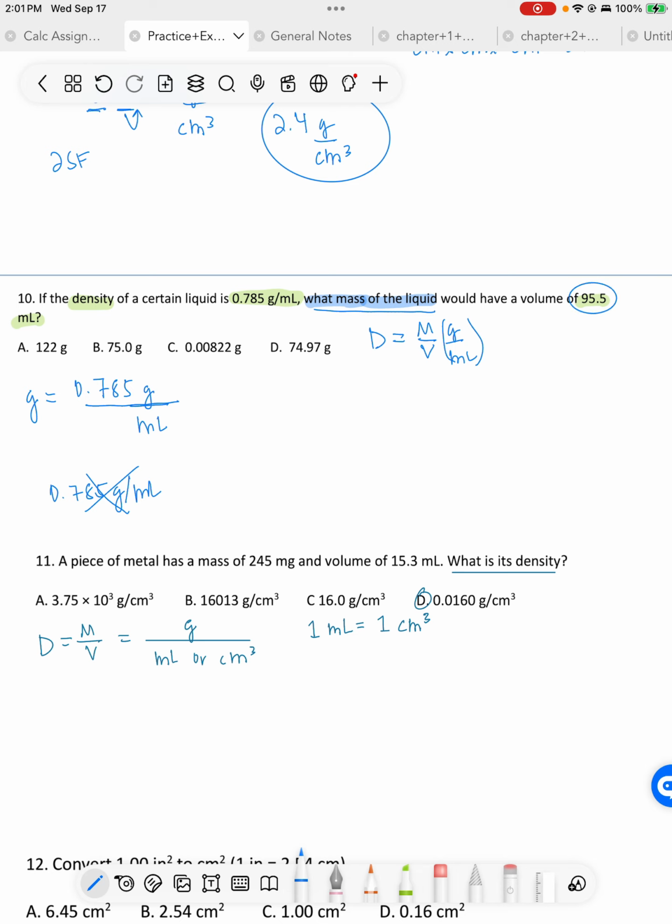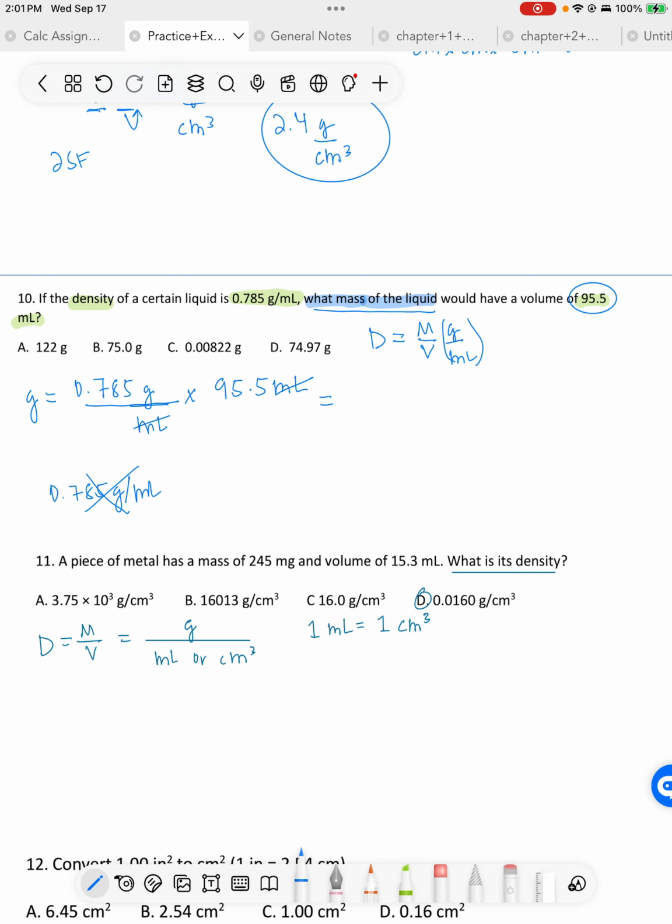So we want grams, and we have grams. We need to get rid of milliliters, and it gives us something in the problem. It gives us milliliters. It gives us 95.5 milliliters. And so now I can cross off my milliliters and do my arithmetic.